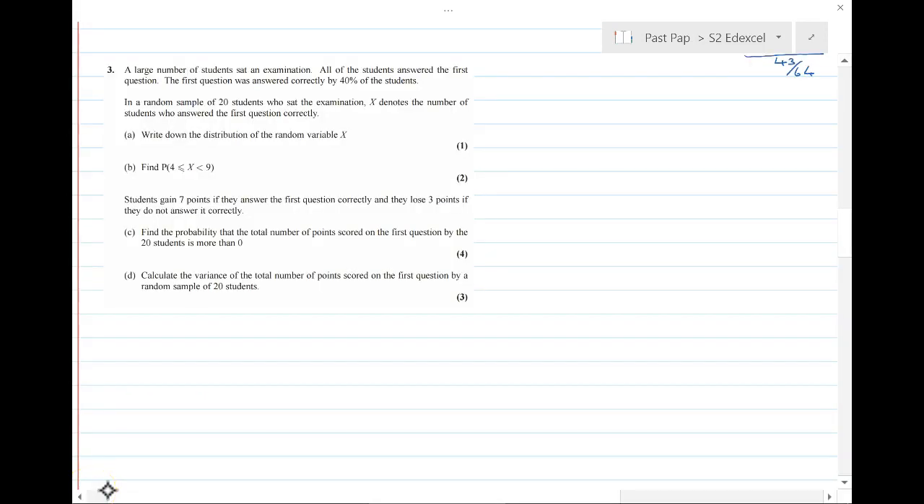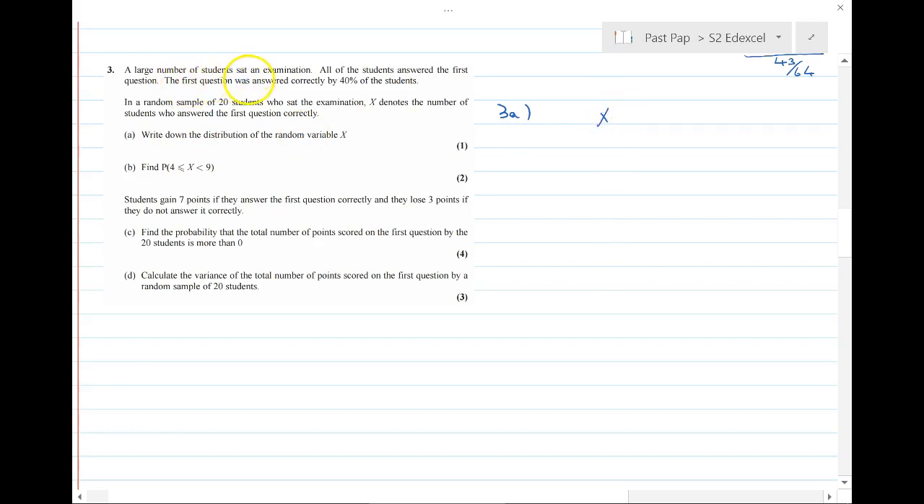So question 3 is a binomial question with a bit of a twist, with combinations of random variables and things, the kind of stuff we did in S1. 3A, that's a bit of a gift. It just says write down the distribution of the random variable.